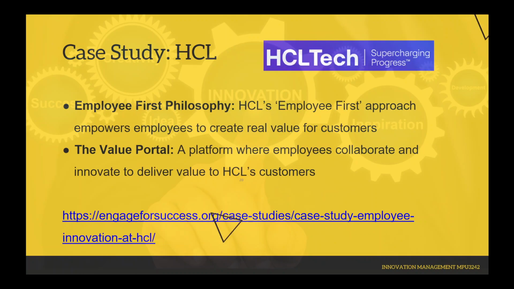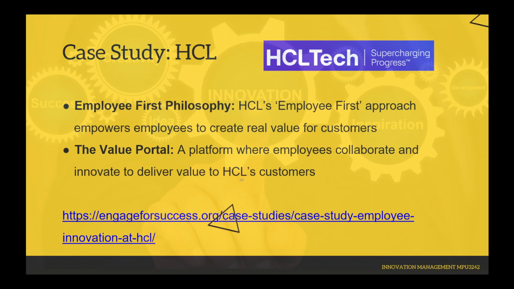ACL Tech is actually one of the companies that is very successful in innovation, because they put the employee first philosophy. The SCI employee first approach is to empower employees to create real value for customers. As you know, the employee is the one who always deals with the customer, and we deal with the process itself. So when they give ideas, they normally have real ideas, which is what the customer faces.